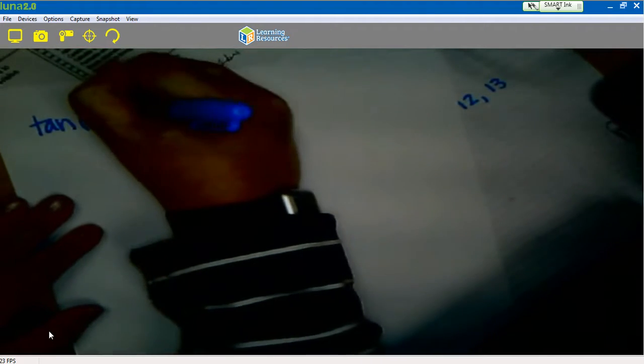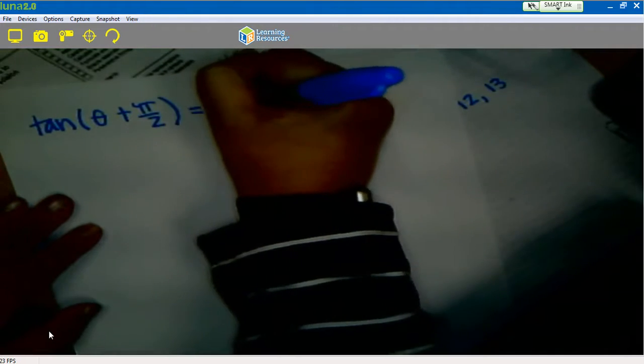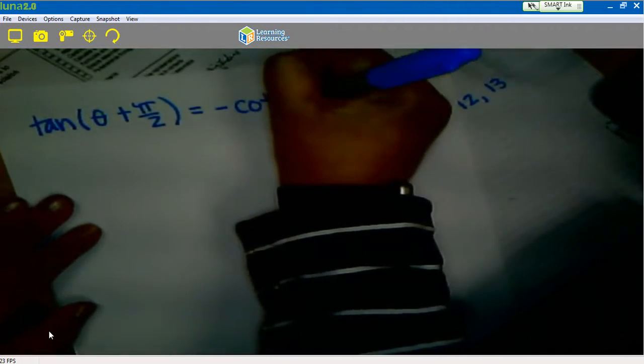Alright, so first we are going to finish up that last problem in the salmon colored notes, the sum and difference identities. We're going to take a look at this last problem where it says to verify that the tangent of theta plus pi over 2 is equal to negative cotangent theta.